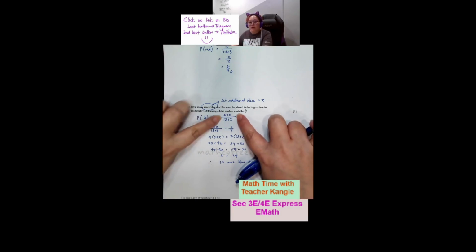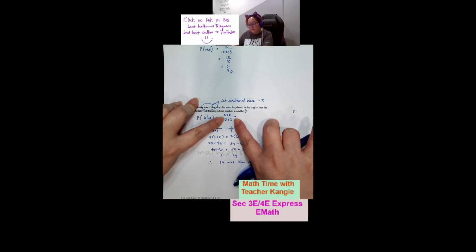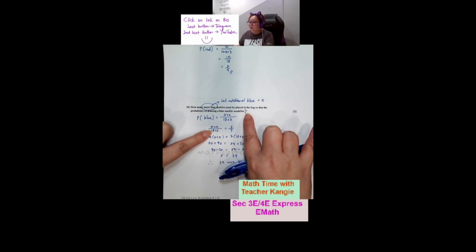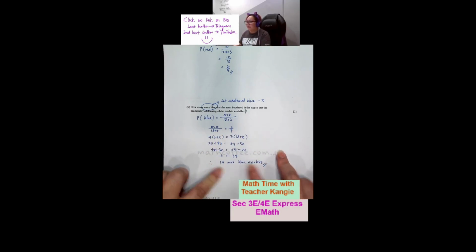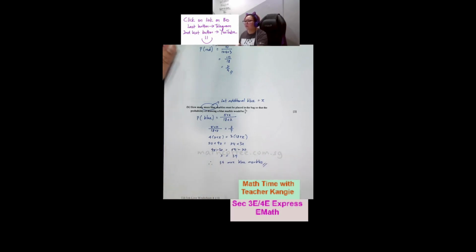So this is how you solve this kind of question, whereby they say I add additional things or I remove marbles. That is how you form the equation. You do it as per normal with the unknown X. And because they tell you it's 3/4, you just equate them and become an equation. You just solve it as per normal. Ta-da! You solve your X, which is 34. Okay, so this is how you do this kind of question.